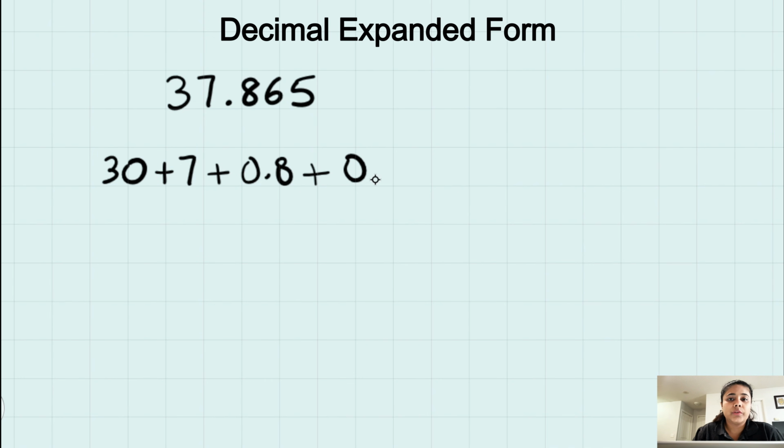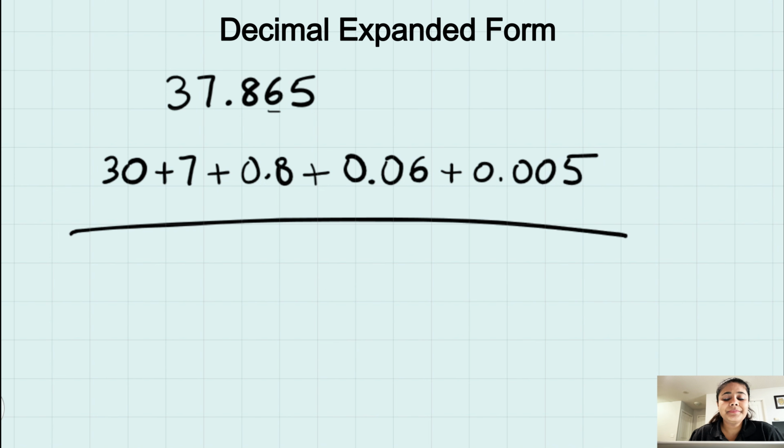Doesn't matter what the number before the decimal is, you have to find out the 6. There is a digit before the 6, so you put a 0. Now your place value is of 6, you put in 6, so 0.06. Similarly for 5, 0.005. This is your answer. Simple, just put all the values in their expanded form.